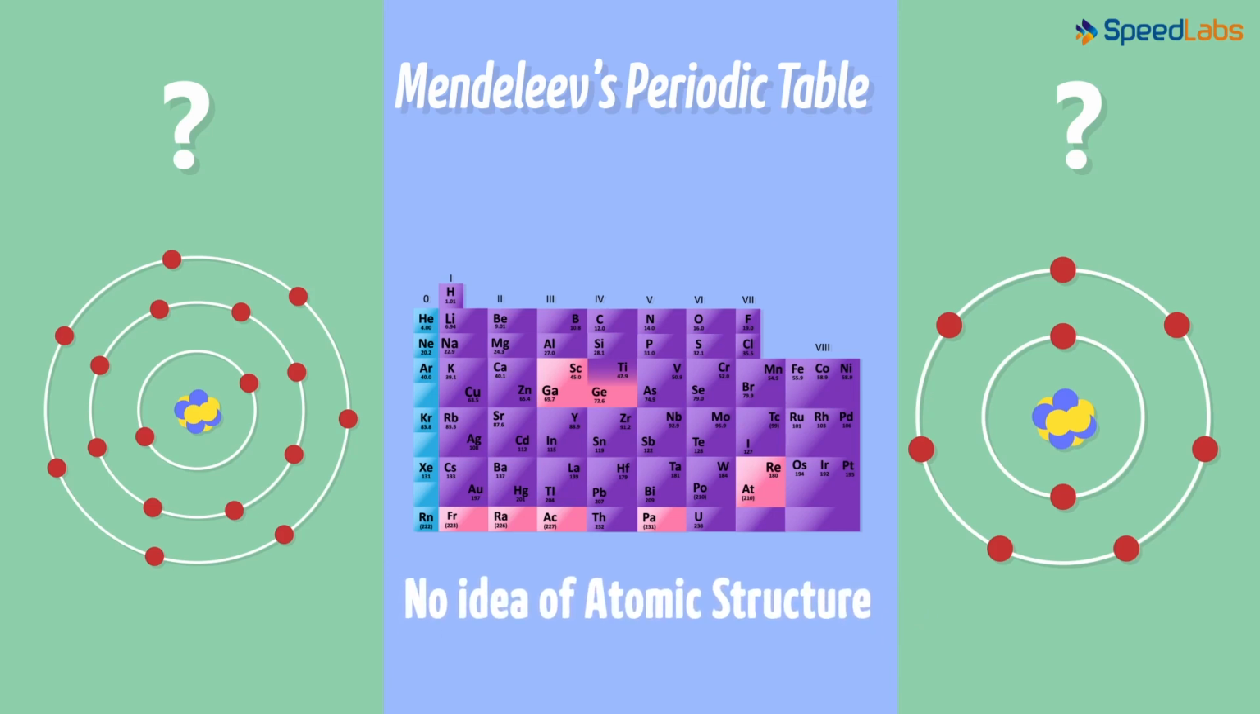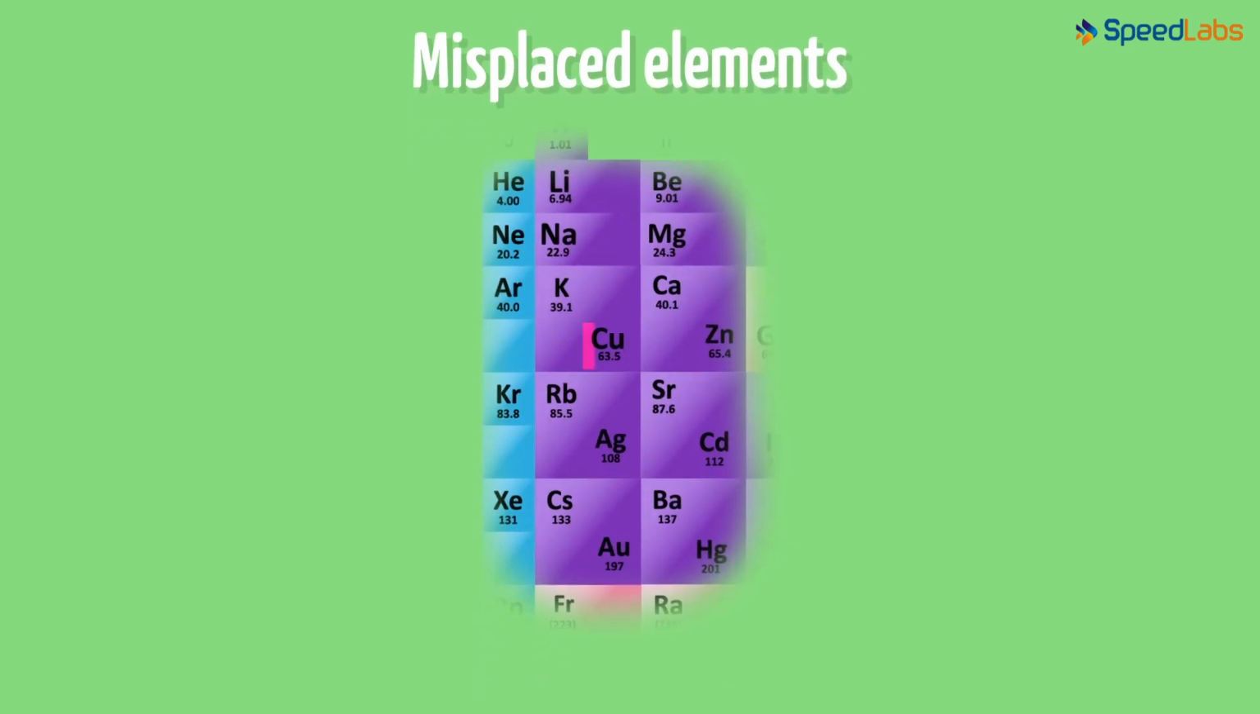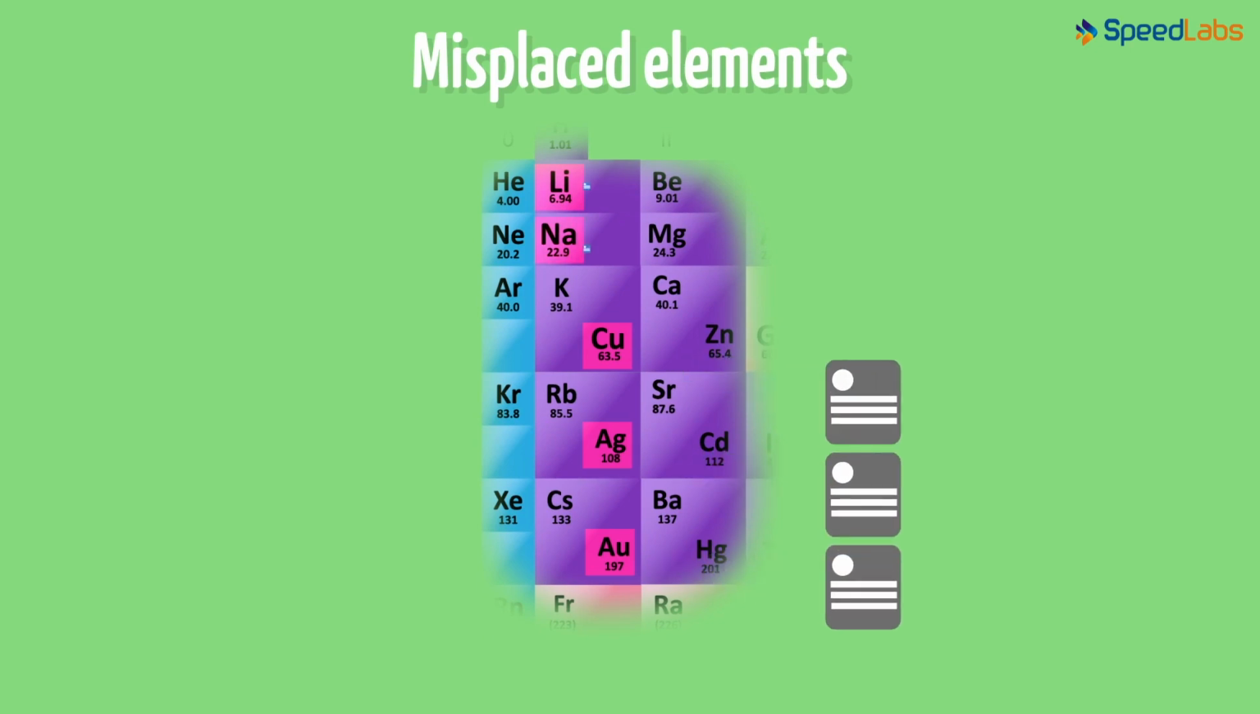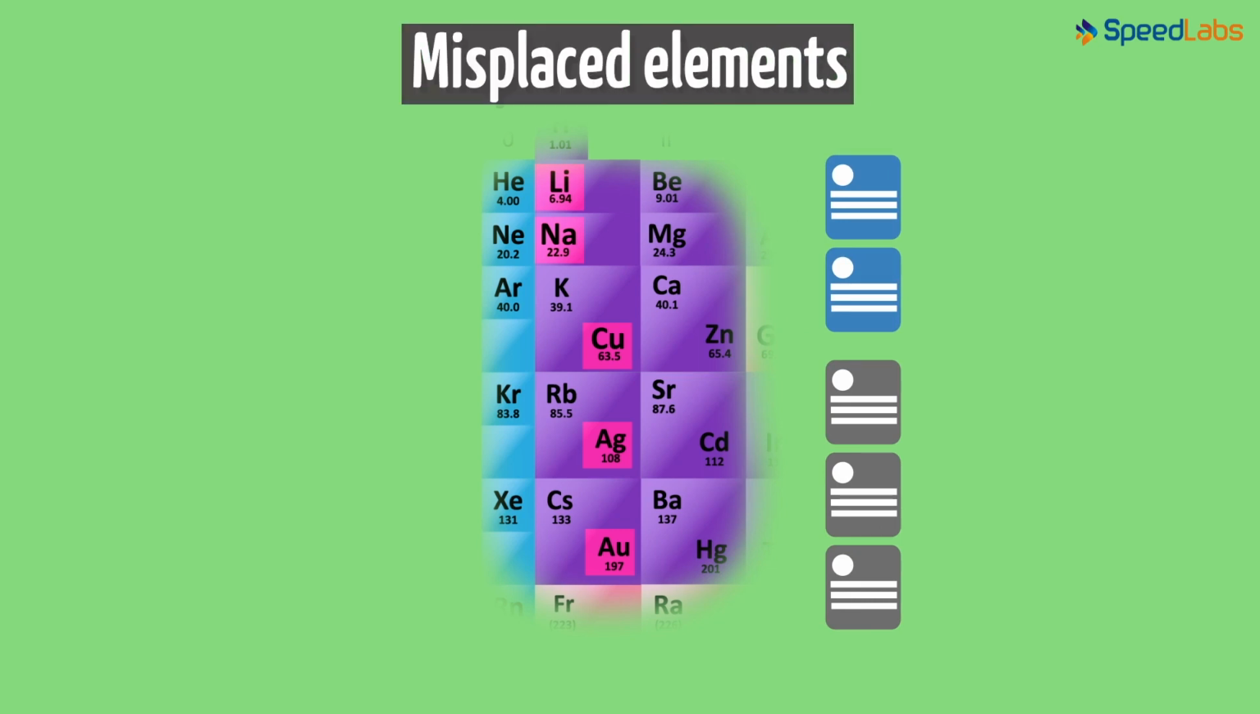Now getting to the last limitation, that is the case of misplaced elements. Yes, can you notice that copper, silver and gold are placed in the group of alkali metals like lithium and sodium? Yes, but the properties of these are very different from those of alkali metals. This is how Mendeleev placed many dissimilar elements together in the table. And this was another limitation of his table.